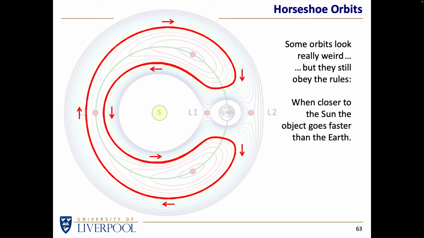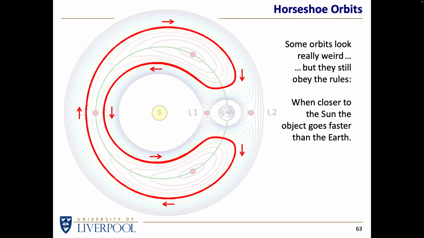In other words, when closer to the sun, the object goes faster than the Earth. So if we imagine an object up here, as well as going around the sun, it's getting pulled because it's getting a little bit closer to the Earth. If it's getting pulled towards the Earth, it tends to come down and closer to the sun. If it's closer to the sun, it's now going faster than the Earth because it's got a stronger gravitational pull. And as the Earth goes around the sun, this object is going faster. So this gets further and further and further ahead of the Earth until eventually it catches up with the Earth on the other side.